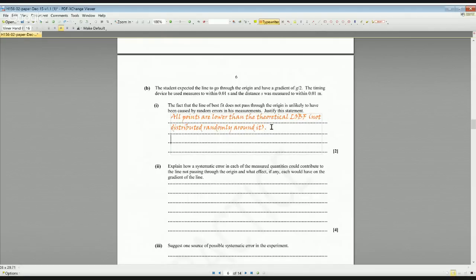So what we can add to this is we can say that the error on each point from measurement uncertainty is not enough to move the line of best fit through the origin.